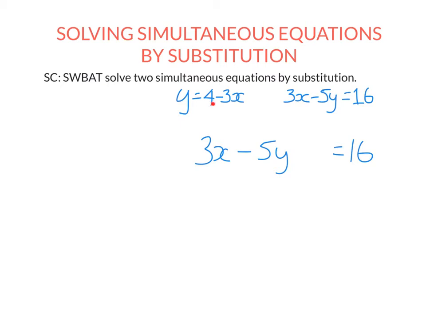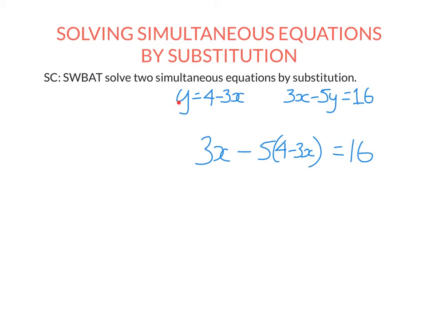So y equals 4 minus 3x. So in the second equation, I'm going to rub out y, and I'm going to replace it with 4 minus 3x. Note, I need to put the 4 minus 3x in brackets because the whole thing is being multiplied by -5. So how has this actually helped us? Well, now we have an equation that has only one variable, only has x's and no y's. I can solve that equation.